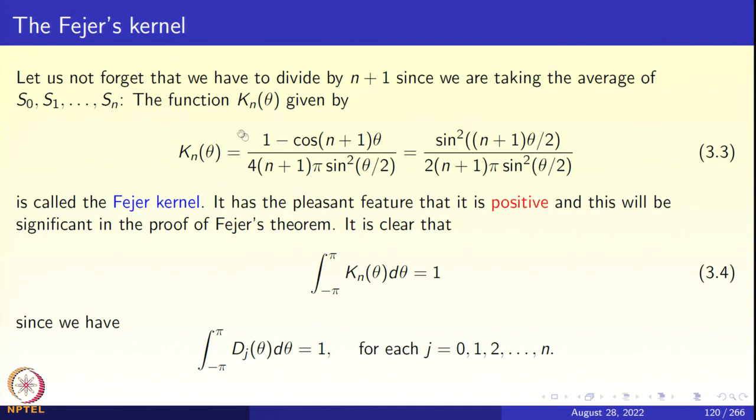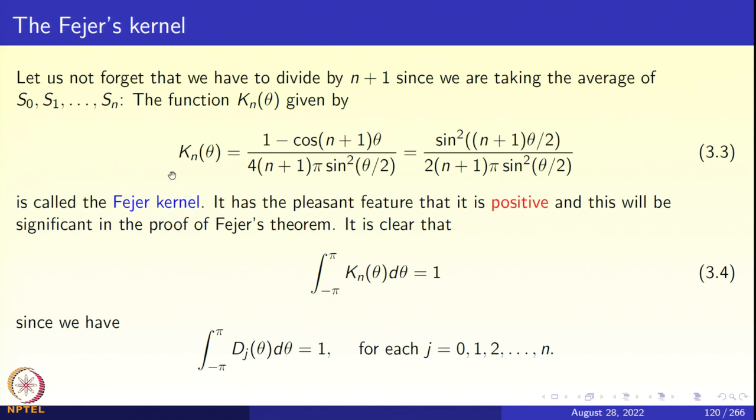So after dividing by n plus 1, we get k n theta equal to 1 minus cos (n plus 1) theta upon 4 times (n plus 1) pi sine squared theta by 2. 1 minus cos A is 2 sine squared A by 2. Remember, the 2 cancels out. We get sine squared (n plus 1) theta by 2 divided by 2 times (n plus 1) pi sine squared theta by 2. This, equation 3.3, the right hand side of 3.3, is called the Fejer kernel.